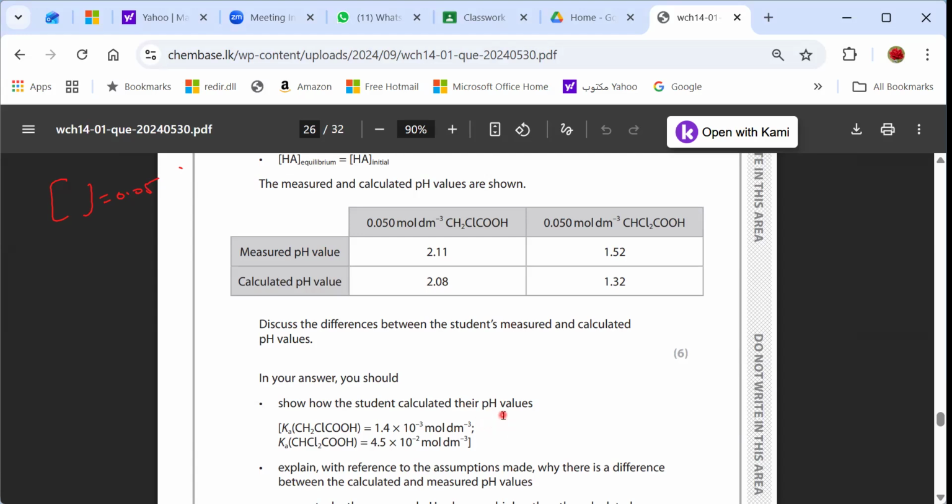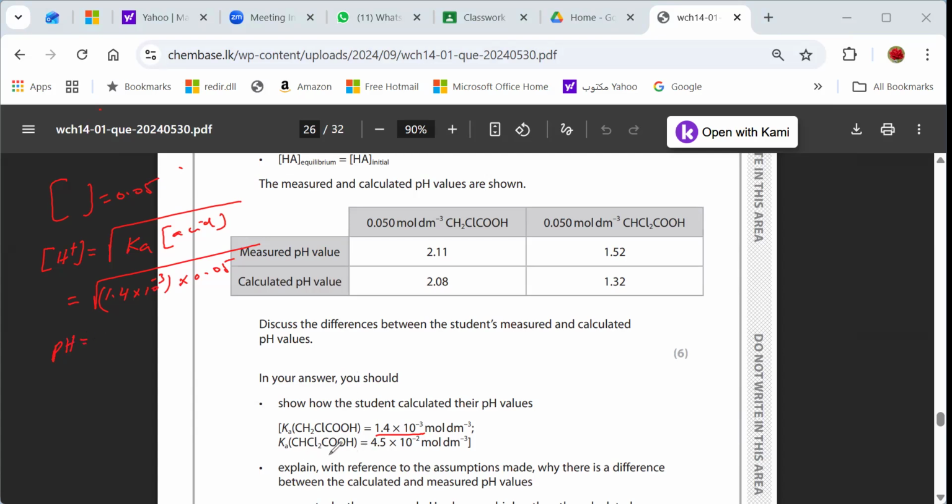They gave you the Ka value. So as we know, the hydrogen ion concentration for a weak acid is equal to the square root of Ka times the concentration of the acid. So we are going to calculate the pH for the chloroethanoic acid, the first one, which is equal to the square root of the Ka value, which is 1.4 times 10 to the power minus 3, times the concentration, which is 0.05. You get the hydrogen ion concentration, from which you get the pH value.